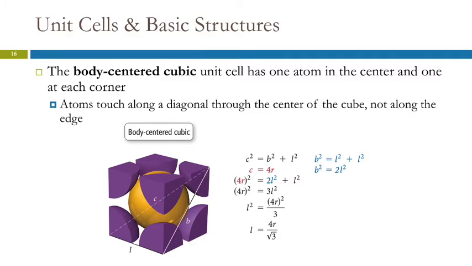We don't have to examine the geometry, but there's the derivation if you're interested. The length is equal to 4 times the radius divided by the square root of 3. I don't expect you to remember that. How many atoms are represented in this cell? 2. The one in the middle, the yellow one, and then the 8 corners. Each corner is 1/8 of an atom. So there's 2 atoms.